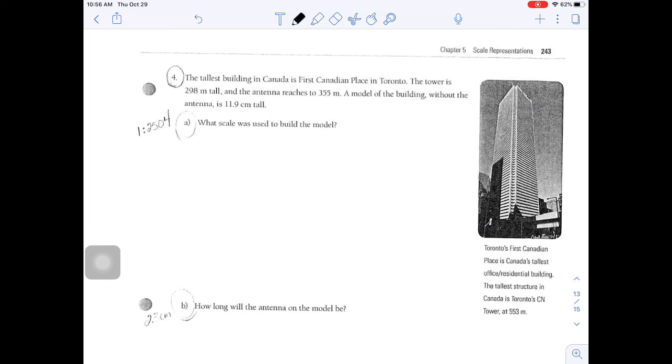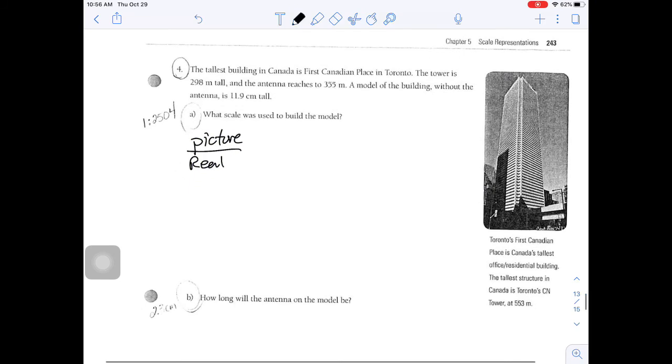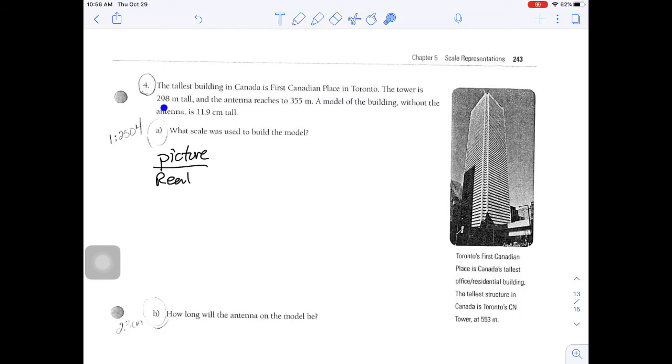Okay, so I'm going to do picture over real. It's always good to state this, especially for me when I'm marking your stuff, because I want to know what number represents the top and what number represents the bottom. The tower is 298 meters tall, and the antenna reaches to 355 meters. A model of the building without the antenna is 11.9 centimeters. So we want to compare without antenna to without antenna. So that's 298 and 11.9 centimeters tall. Okay, so here my picture is 11.9 centimeters.